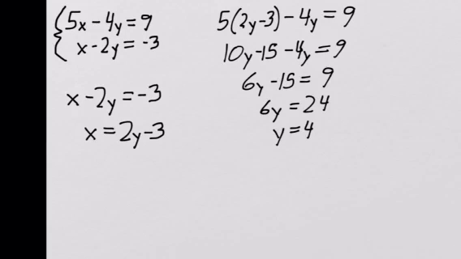And now what we need to do is take that y equals 4 and plug it in to one of the equations to figure out what x is. We've already solved this equation for x, so it would be easiest to just take the x and then plug our y value into that. So x equals 2 times 4 minus 3, and that simplifies to x equals 5.